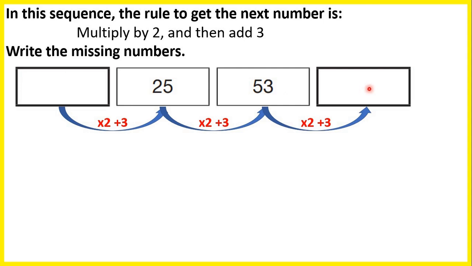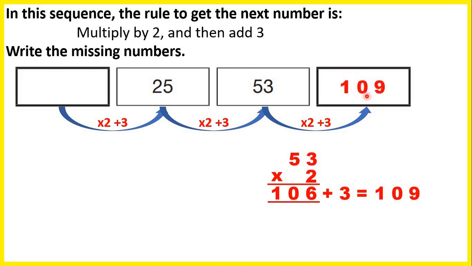So now to find this number here, we need to multiply 53 by 2, so that's 106, and then we can add 3 to get 109 as our answer here. But now for this box we have something times 2 plus 3 equals 25. So we need to work backwards.